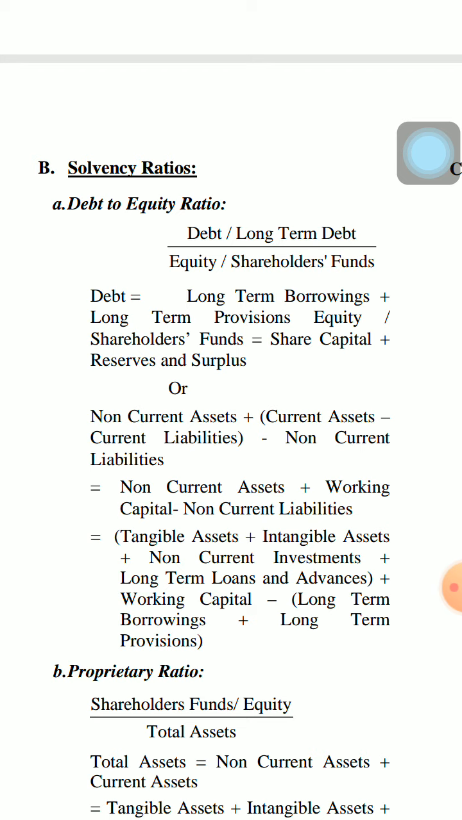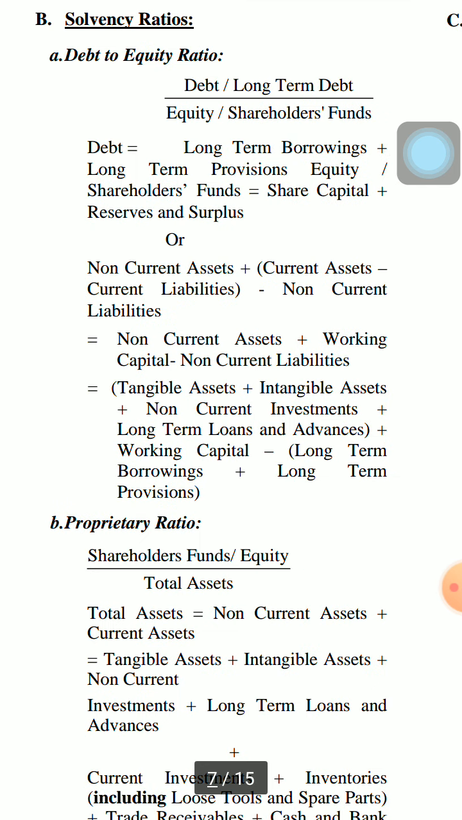So debt means only long-term borrowings, which will include debentures, and long-term provisions like provision for redemption of debentures, that means debenture redemption reserve. All these are added with this. But provision for bad debts is a short-term provision, so it is not added with it. So you have to differentiate between long-term and short-term provisions. And equity shareholders' funds will include preference share and equity share and reserve and surplus.